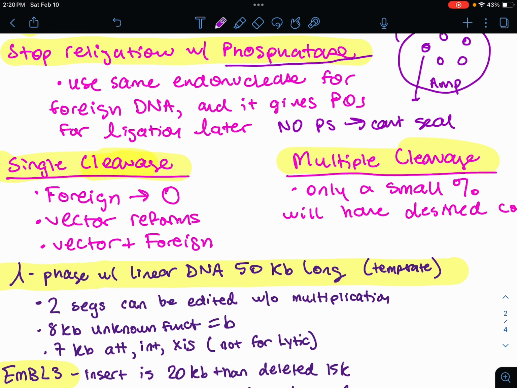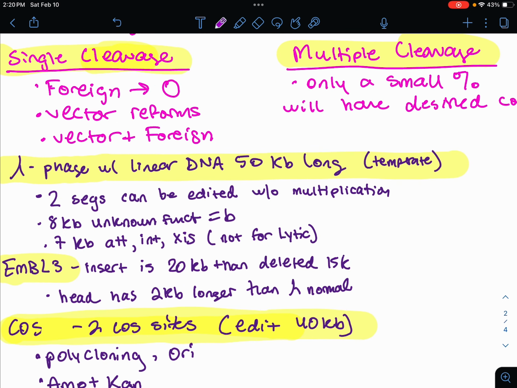Alright, so let's talk about some other vectors that do work with larger DNA inserts. So we have the lambda phage. This is a phage with linear DNA about 50 kb long. It's a temperate bacteriophage as well. There are 2 segments that can be edited without phage multiplication being affected. So that means we're not messing with the phage's ability to replicate itself inside a host. These 2 segments are editable, basically.